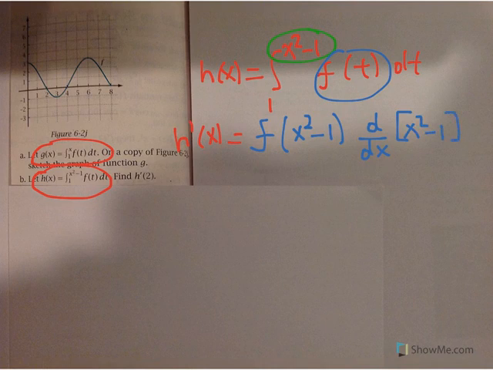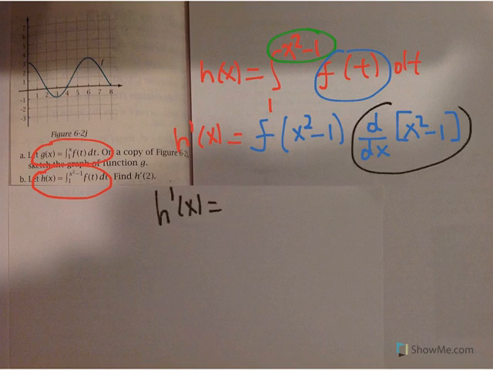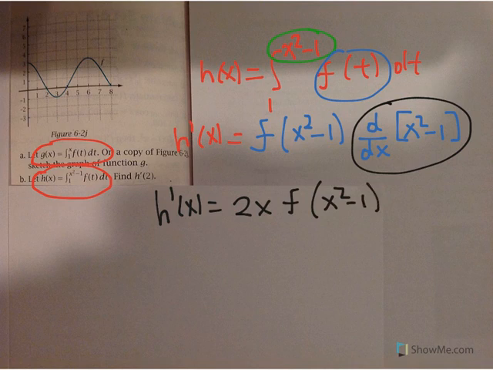So what is h prime of x? H prime of x is equal to, this derivative is going to give us 2x multiplied by the function f evaluated at x squared minus 1. So now how do we find h prime of 2? Well, what we do is we take 2 and we write that in place of x here and here. So we're going to have h prime of 2 is 2 times 2 multiplied by f of 2 squared minus 1. 2 squared is 4, 4 minus 1 is 3.